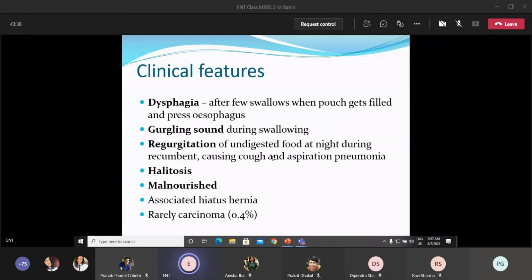Regurgitation of undigested food at night during recumbent position, which causes cough and aspiration pneumonia. Because of collection of food in the pouch, there will be halitosis. Patient will have malnourishment, and sometimes it is associated with hiatus hernia and rarely with carcinoma.